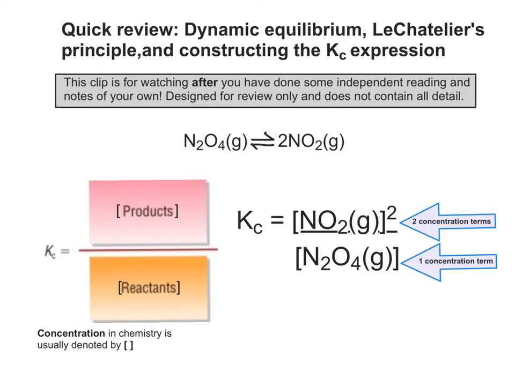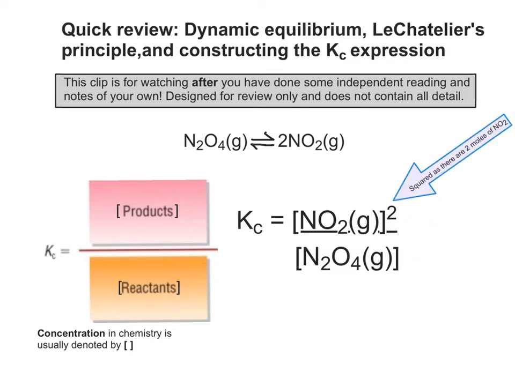So in this case, the numerator, the top part of the expression, has two concentration terms, and the bottom, the denominator, has one concentration term. Why is this? Because the NO2 concentration in the top part of the expression is squared. It's multiplied by itself, so there's two of them. And the concentration term in the numerator is squared because there's 2 moles of NO2, which can be clearly seen from the equation.